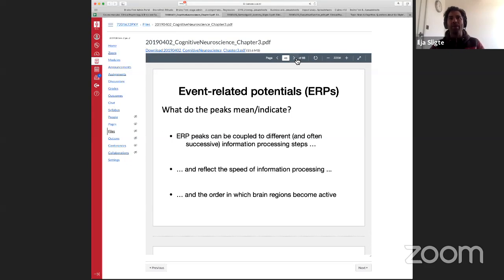Also, if, for example, person A has a P1 that happens at 90 milliseconds after stimulus onset, and somebody else consistently we see it happening at 120 milliseconds after stimulus onset, then we can conclude that the brain of person A, when seeing information, operates faster than that of person B. Okay?